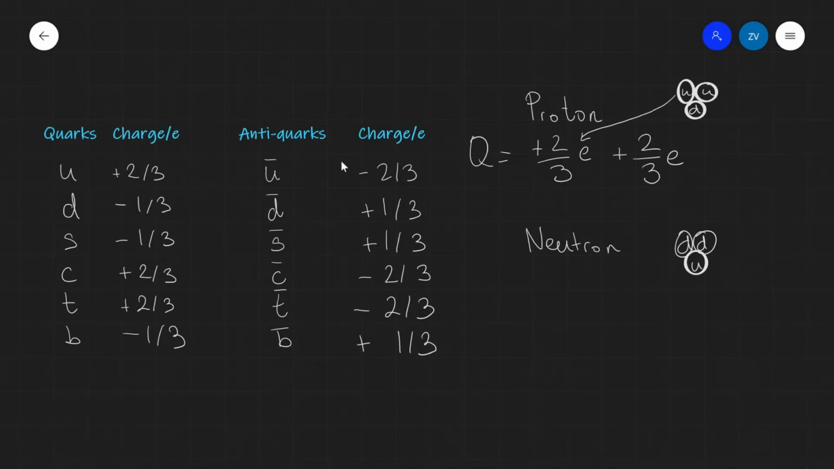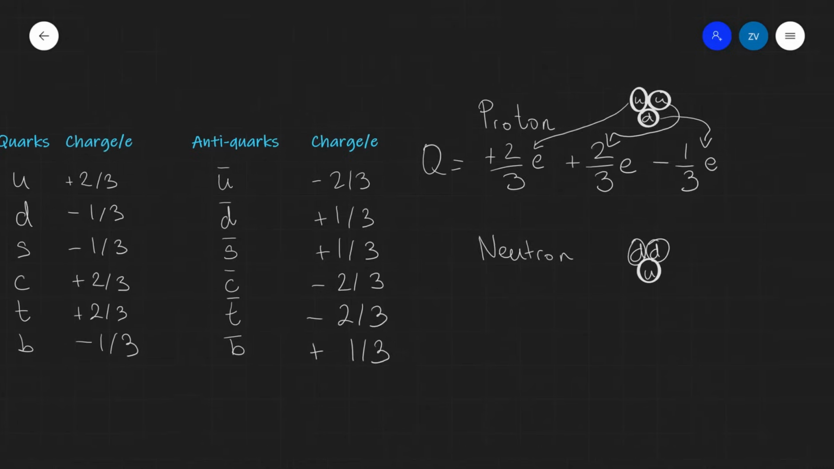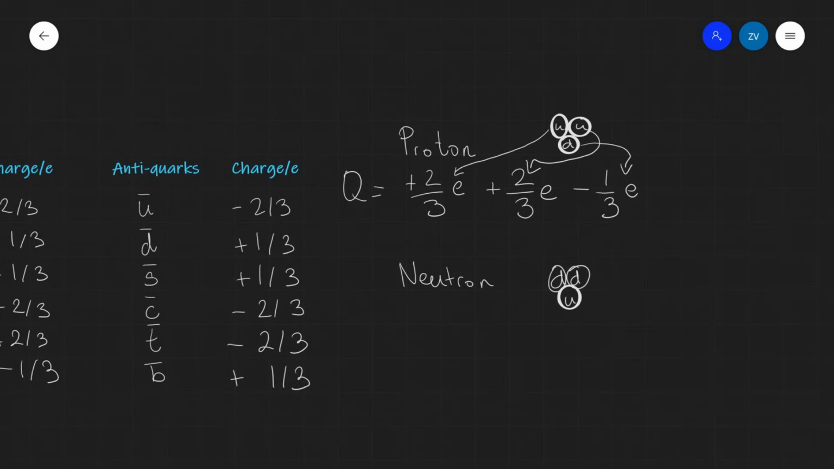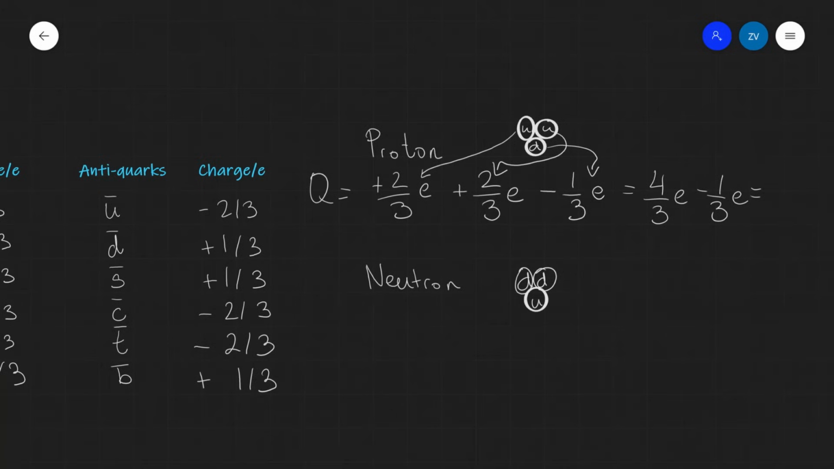so that's the charge of one of the up quarks, plus 2/3 E, which is the charge of the other up quark, and then we also have a down quark which has a charge of minus 1/3 E. So this over here is the charge of the down quark. So plus 2/3 plus 2/3 is going to give us 4/3 E minus 1/3 E, which of course is going to give us 3/3, which is just plus E, and that's the charge of a proton.